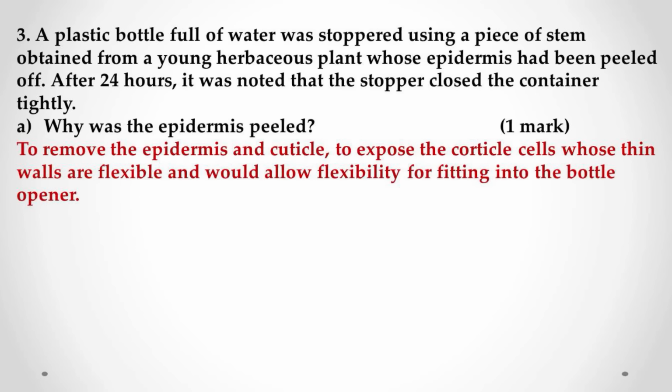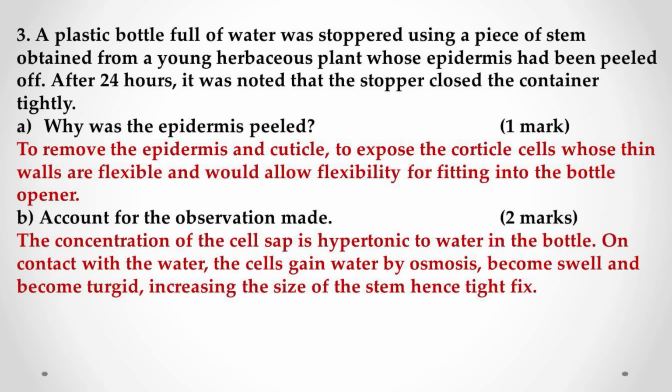The epidermis was peeled to remove the epidermis and cuticle and to expose the cortical cells, whose thin walls are flexible and would allow flexibility for fitting into the bottle opening. Question B asks to account for the observation made. The concentration of the cell sap is hypertonic to the water in the bottle. On contact with the water, the cells gain water by osmosis, swell and become turgid, increasing the size of the stem, hence the tight fit.